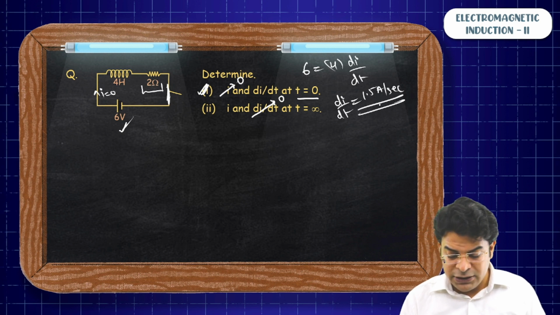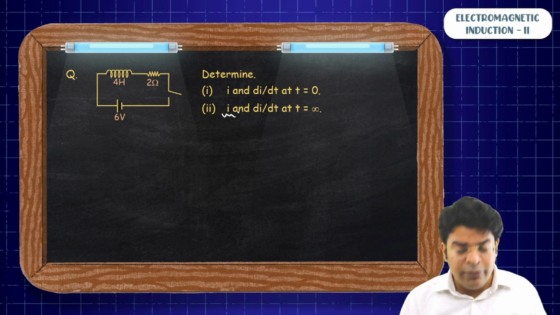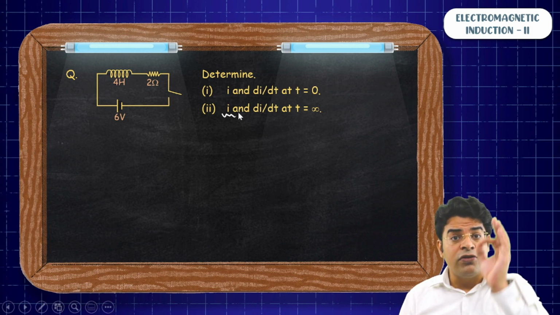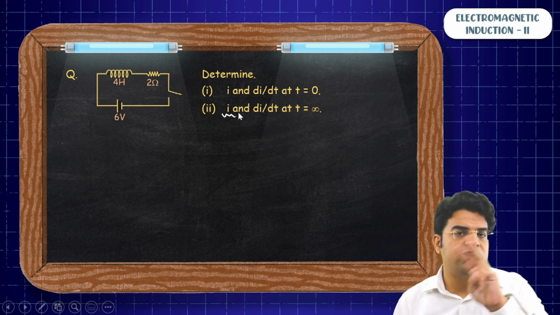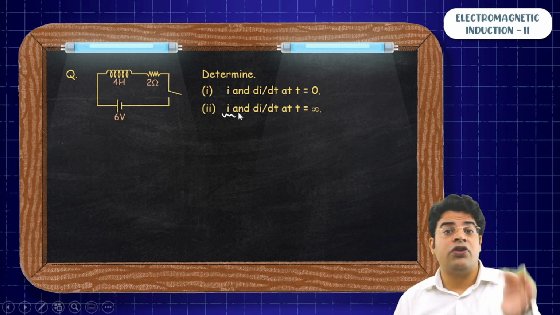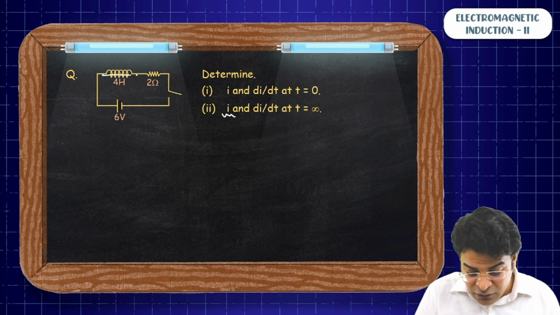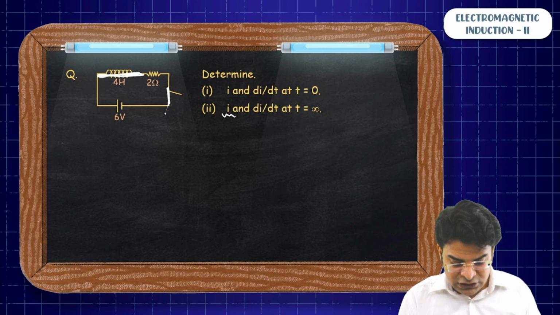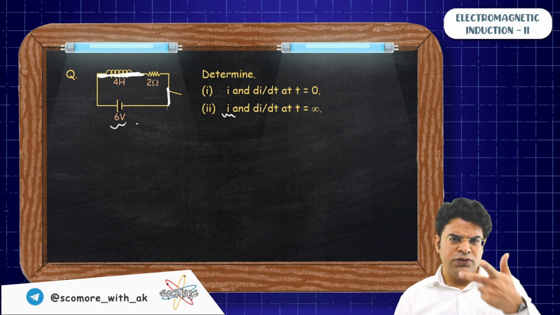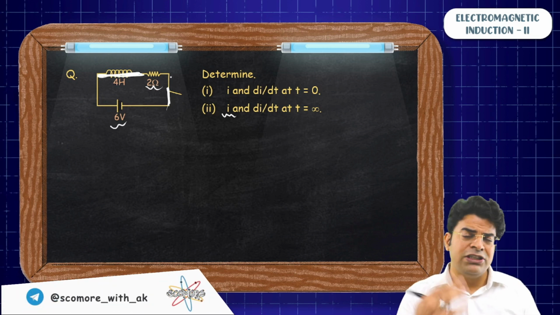Now, next part. What is the current at time equals infinity? We have learned that at time equals infinity, at steady state, since the current becomes constant, di by dt is 0, and the potential drop across the inductor is 0. Since the potential drop across the inductor is 0, it's better to replace it with a wire. When you replace it with a wire and close the circuit, the battery is 6 volt, the resistance is 2 ohm, so the current has to be 6 by 2, 3 ampere.